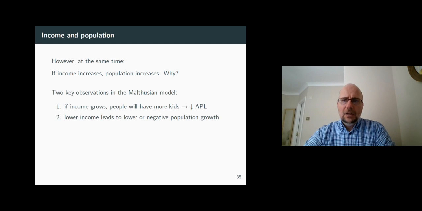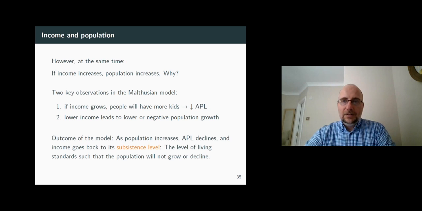But then we can make two observations in the model. As income rises, people make more kids because they can feed them. But more kids means more farmers soon, which in turn lowers the average product of labor. In turn, the lower average product of labor reduces the average income and reduces the incentives to have kids. So, population growth declines.